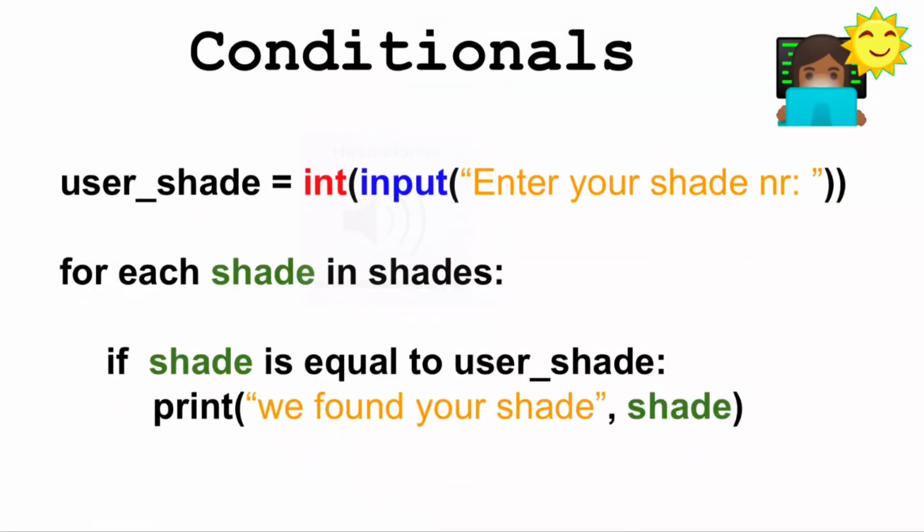In this case, we've got our for loop, right? Let's go back to our for loop. We were just printing all the shades, and now that we've got your input, we've got your shade, what we can do is say, if the shade we're looking at right now is a shade that the user actually is, we can print, we found your shade.